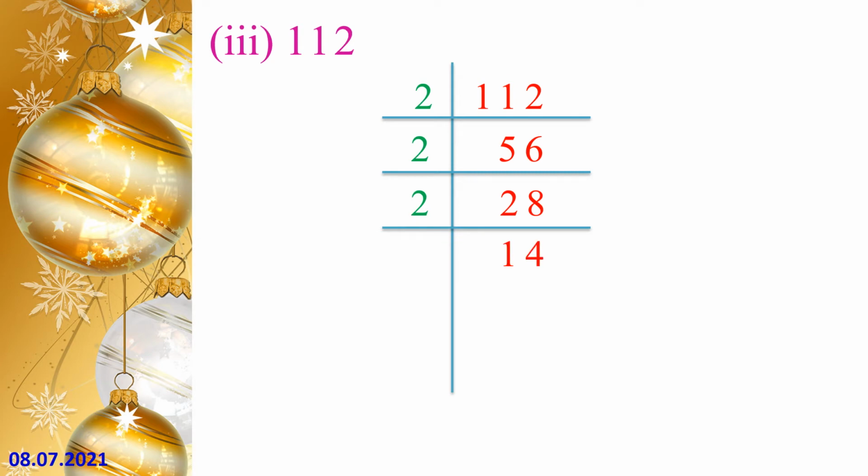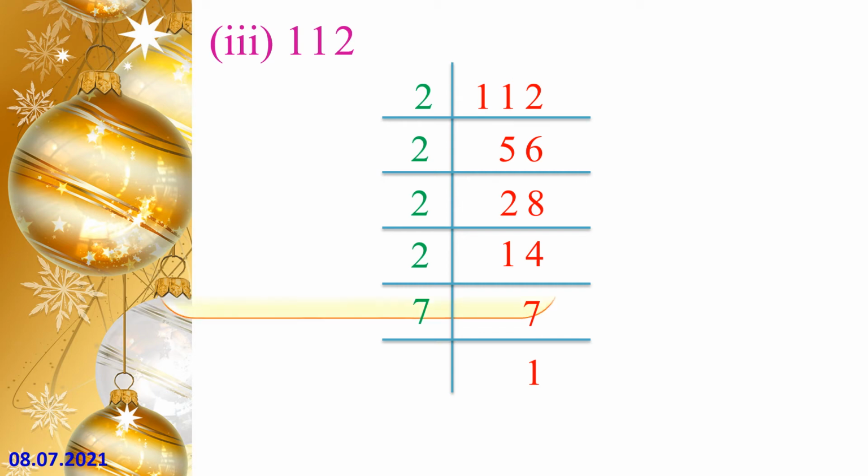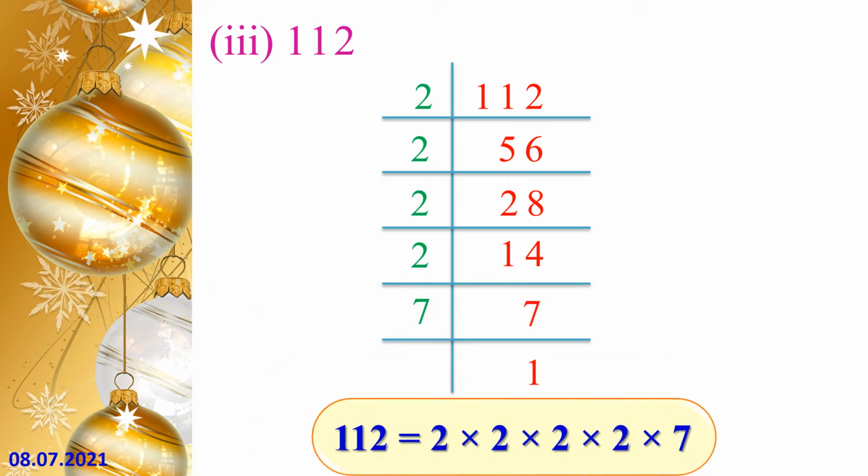Next, 14 is also an even number, so the divisor is 2. 14 divided by 2 is 7. Next, 7 is divisible by 7. Therefore 7 divided by 7, we get 1. Now let's write the prime factors. So 112 equal to 2 into 2 into 2 into 2 into 7. That's all.